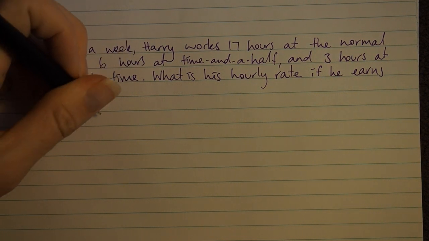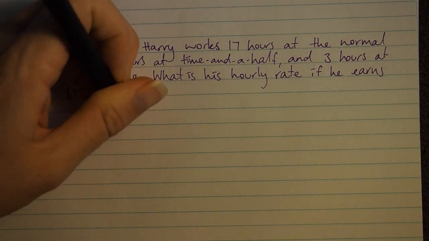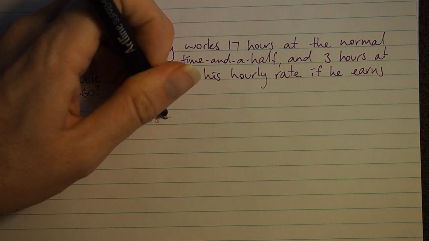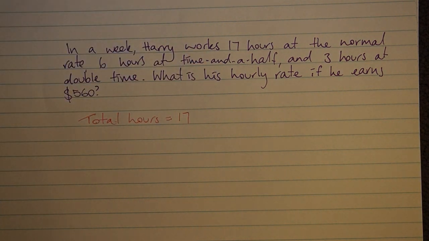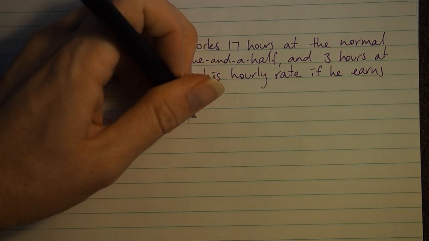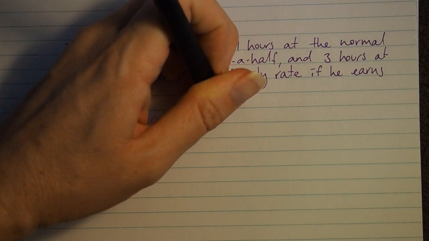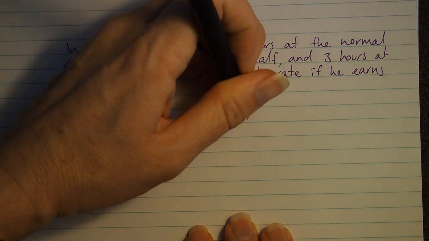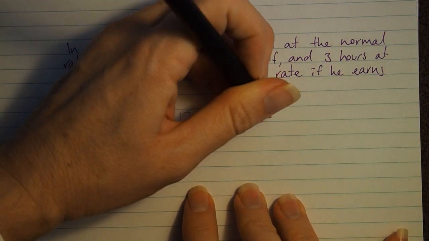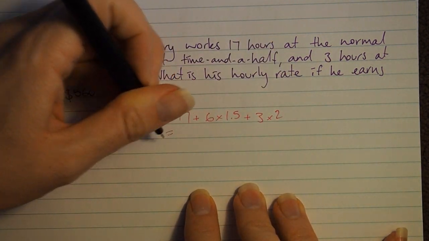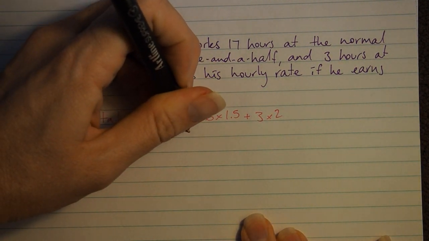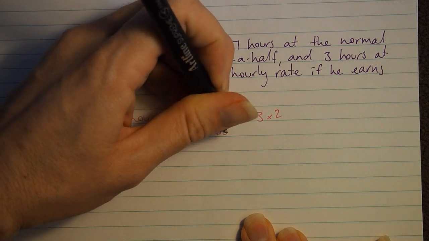So we've got, remember, show what you're finding. So total hours that Harry's getting paid for is 17 at normal rate plus 6 hours times 1.5. So 6 hours at time and a half plus 3 hours at double time. So 3 times 2. Okay, so then we calculate that. We know Harry is getting paid for 32 hours.